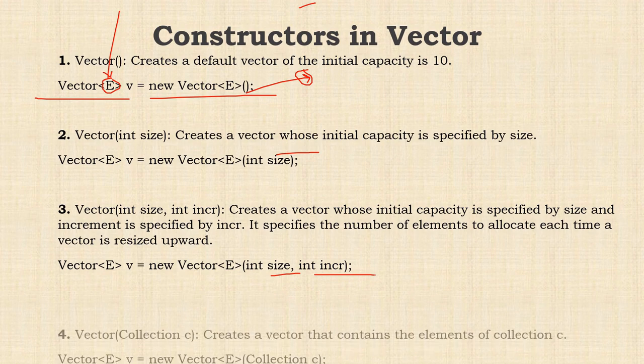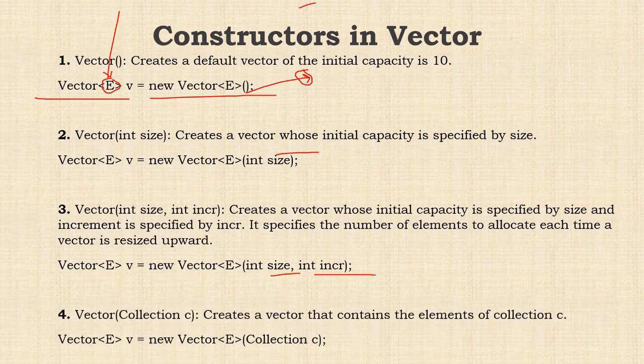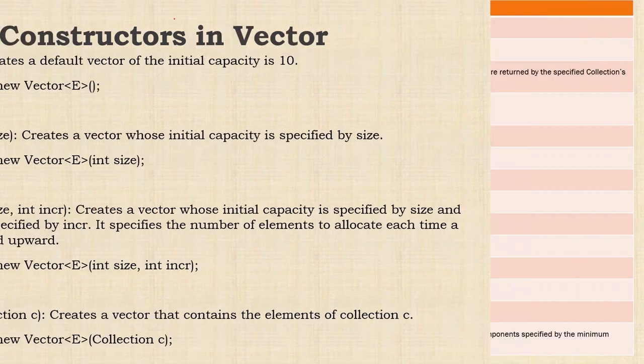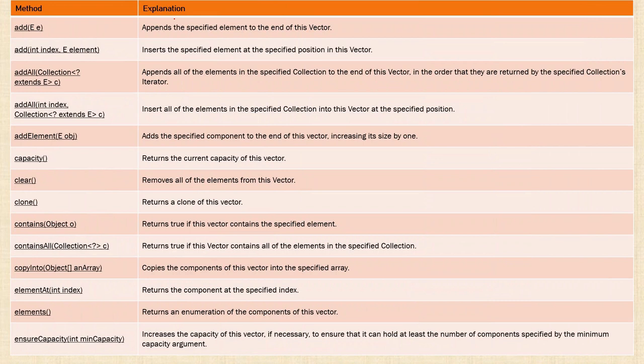And the fourth way, we can also create a vector that contains the elements of a collection. We can provide it here. You can provide an ArrayList also, and any collection, at the time of creating the vector. So we have four ways to create the vector. Basically most of the time we use the first one. You can choose any according to your need, and we are going to quickly see all the methods which we use in vector.